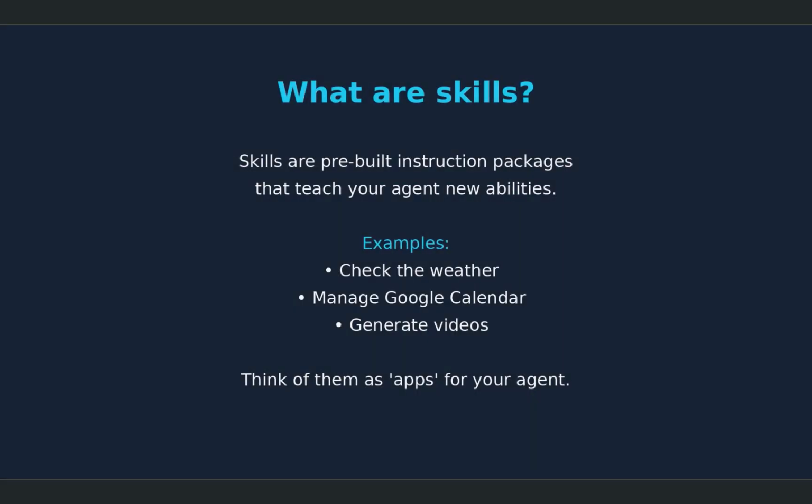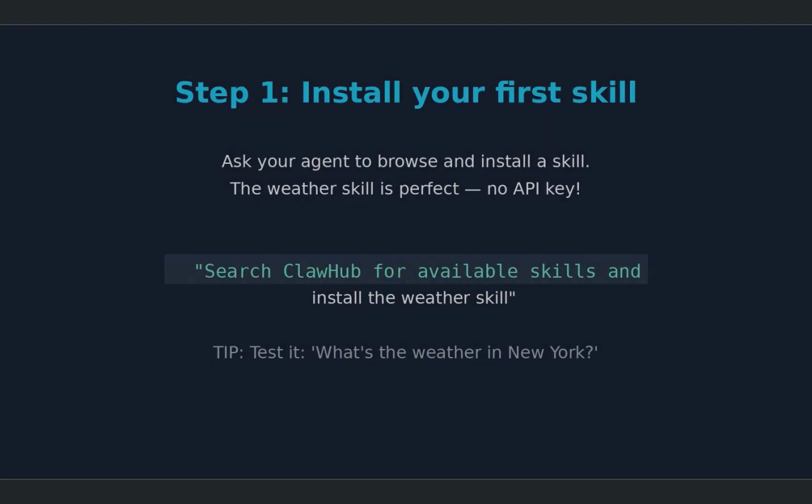What are skills? Skills are pre-built instruction packages that teach your agent new abilities, like checking the weather, managing Google Calendar, or generating videos. Think of them as apps for your agent. Step 1. Install your first skill. Ask your agent to browse and install a skill. The weather skill is a great starter.